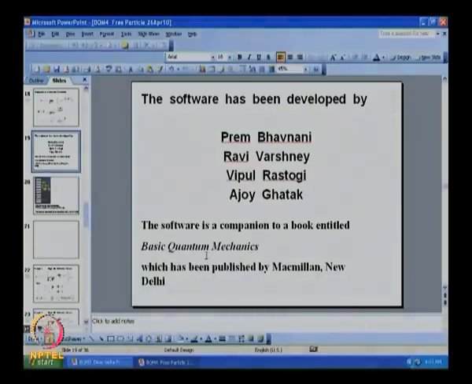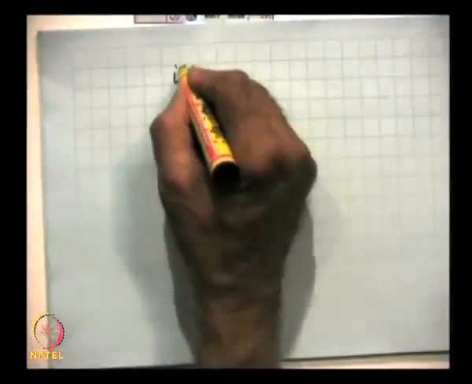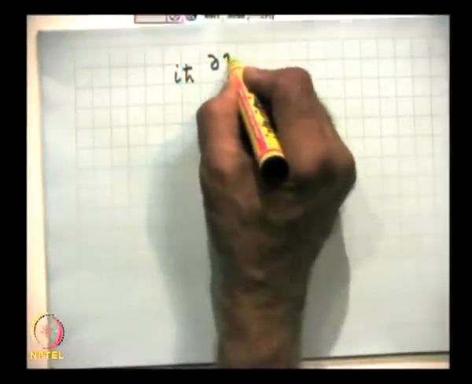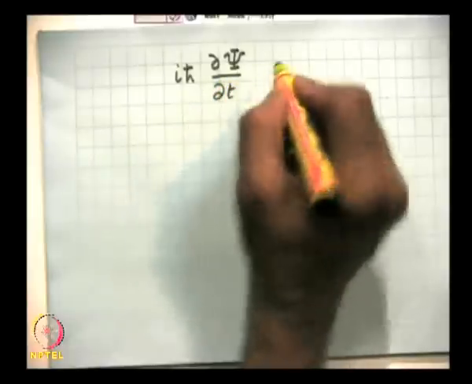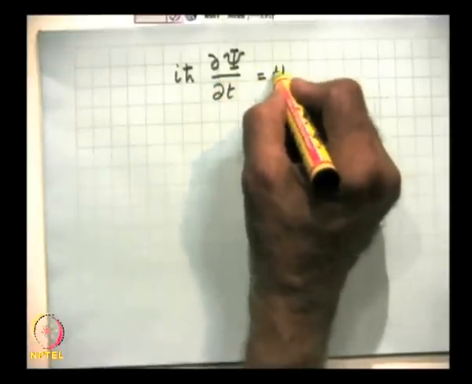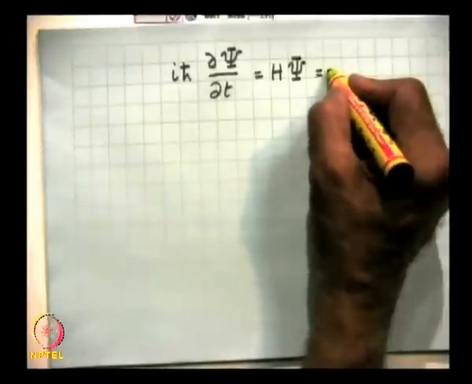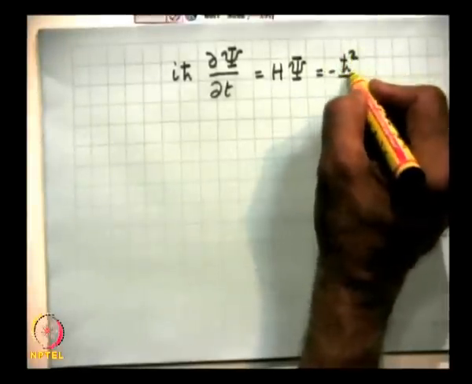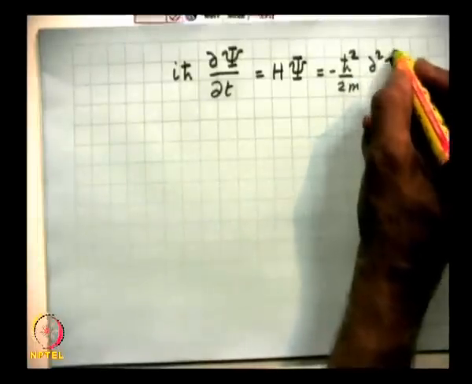So, let me summarize what I have done. First of all, we wrote down that the Schrodinger equation cannot be derived, and that is given by i h cross delta psi by delta t is equal to H psi. Now, for a one dimensional free particle, H is equal to minus h cross square by 2 m delta 2 psi by delta x square.